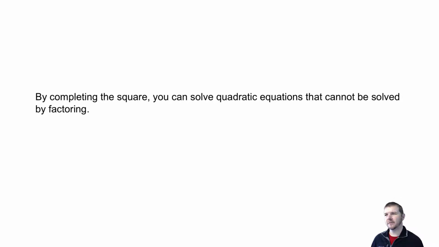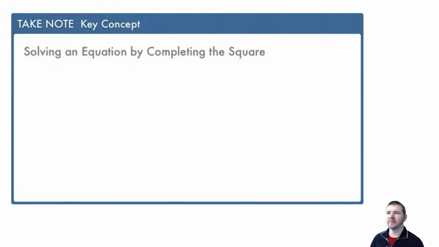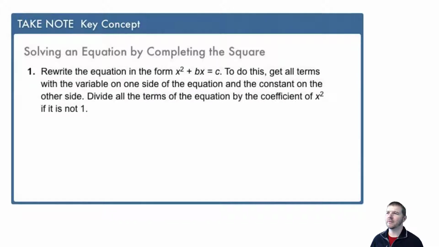By completing the square, you can solve quadratic equations that cannot be solved by factoring. Take note, key concept: solving an equation by completing the square. Step 1. Rewrite the equation in the form x squared plus bx equals c.